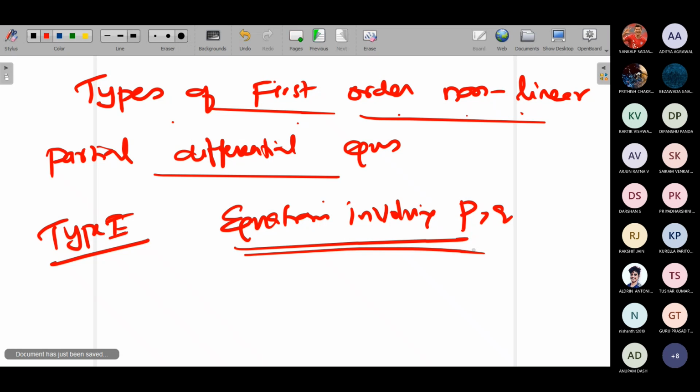Now we are going to see first order with non-linear PDE. First type is we are talking about equations involving P and Q alone. I'll give the procedure for solving this, so that it will be easy for you to do the problems.